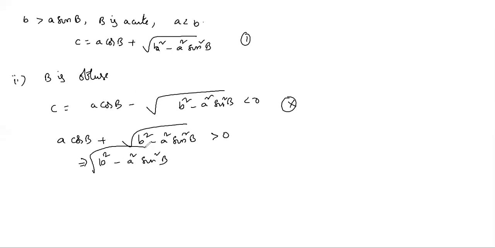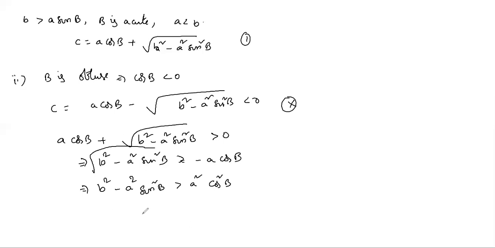If you take plus A cos B to this side, minus A cos B is on the other side. But B is obtuse, so cos B is negative. So minus A cos B is positive, so we can take squaring on both sides. B square minus A square sin square B is greater than A square cos square B. So from this, B square is greater than A square. So this implies B is greater than A. So in that case, what is the discriminant greater than 0? B greater than A sin B.